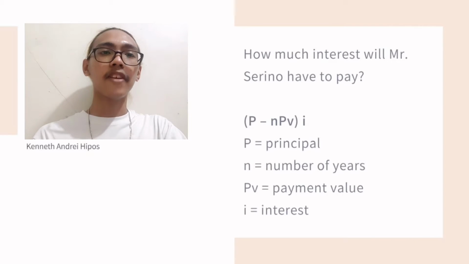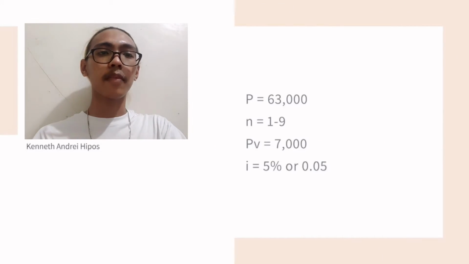Next, we will now find the interest that Mr. Sereno will have to pay. To get that, we will use the formula (P minus N times PV) times I, where the principal is P, N is the number of years, PV is the payment value, and I is the interest. Let's substitute our formula by the given. P equals 63,000 and N equals 1 to 9. PV equals 7,000 and I equals 5% or 0.05.